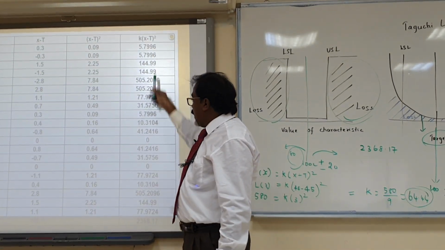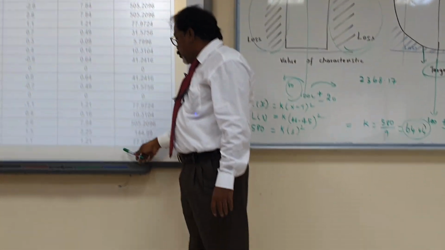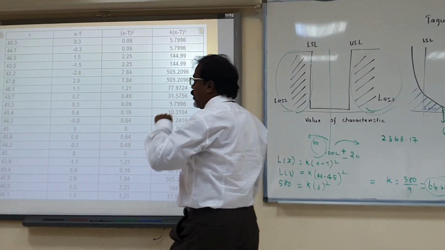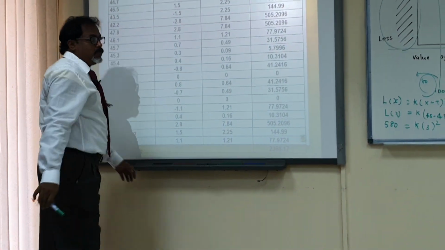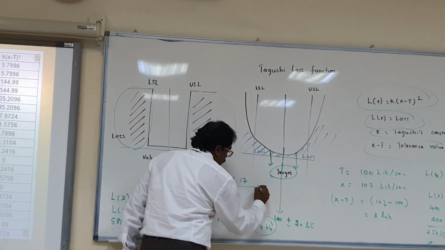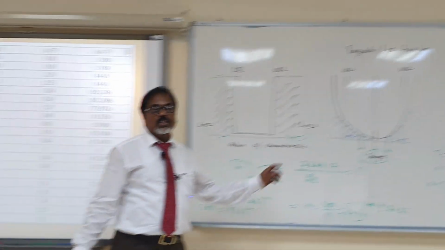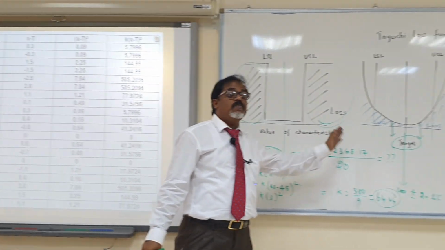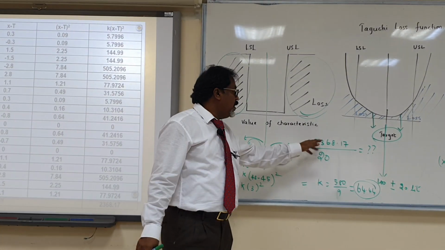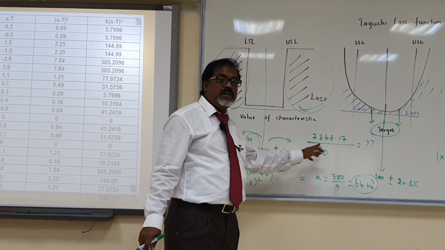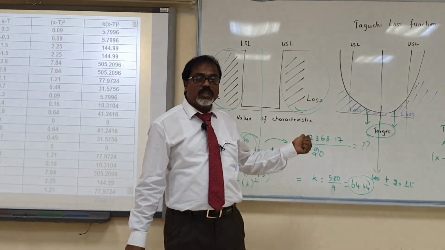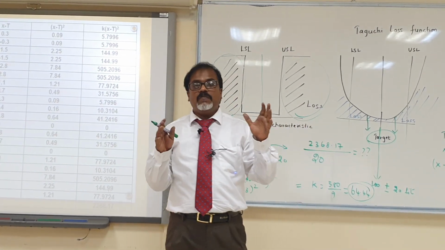When you calculate for all of the pumps, it comes to around 2368.17. To average it, how many data points have we taken? I think 20 pumps. 2368.17 divided by 20 gives the average loss. So this is the average loss calculation.